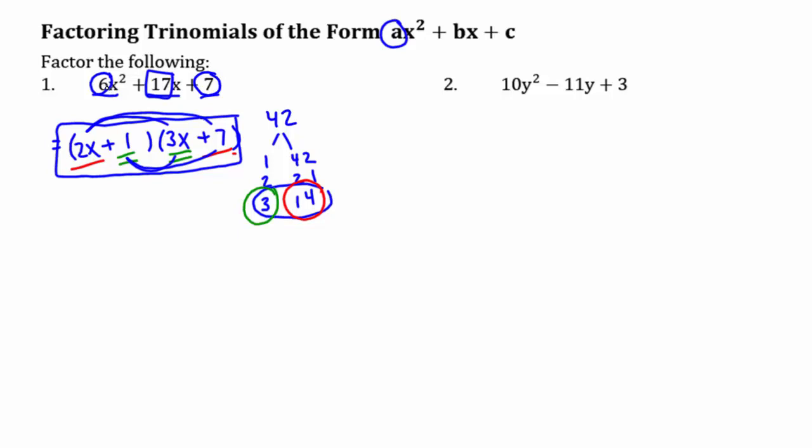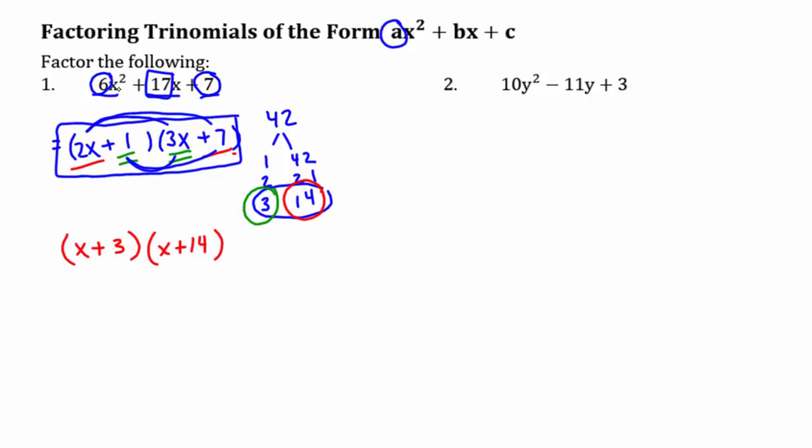You'll do the same process. You'll go 6 times 7, which is 42, and you'll find that 3 times 14 is 42 and adds up to the 17. So what you can do is go x plus 3, so I'm going to grab that 3 and put it in here, and x plus 14. Now, of course, this is not the answer. If I check it, x times x is x squared, not 6x squared, and 3 times 14 is 42, not this 7. So, of course, this is not the factorization of this polynomial.